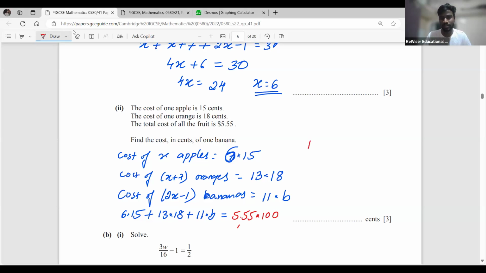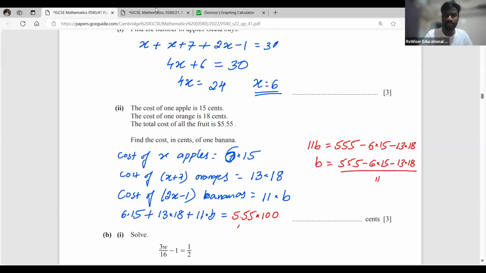If I try to make B the subject, it's 11B is equal to 5.55 times 100, which is 555. Then minus 6 times 15. Then minus 13 times 18. And B will be equal to 555 minus 6 times 15 minus 13 times 18. So we can also do it separately, but I just wanted to type it only once. So that's the reason I'm doing it like this.